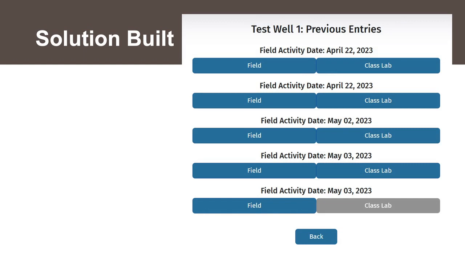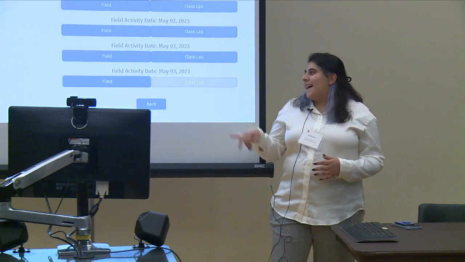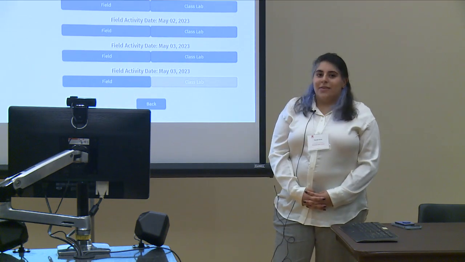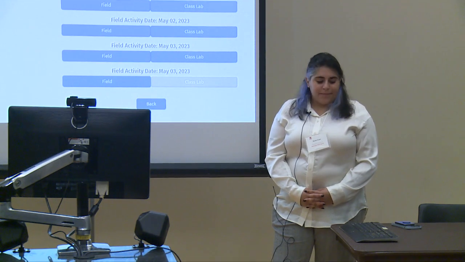And then after they've submitted some data, they might go and try and view some of their previous entries, which was that last option on that home page for the well. Basically, you can see an example of that where they're all listed by the original field date, and then it has both their field and their class lab associated. And if they do not yet have a class lab for that field, it's grayed out, just so that they know that they have yet to submit something for there.